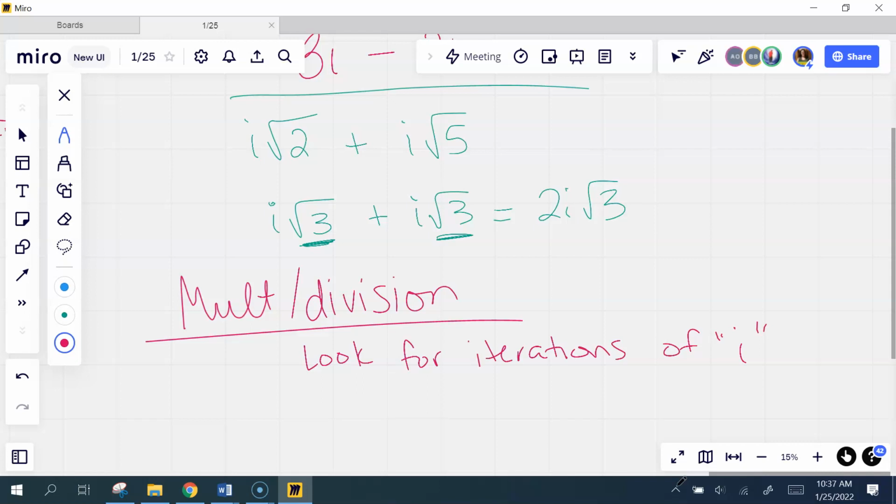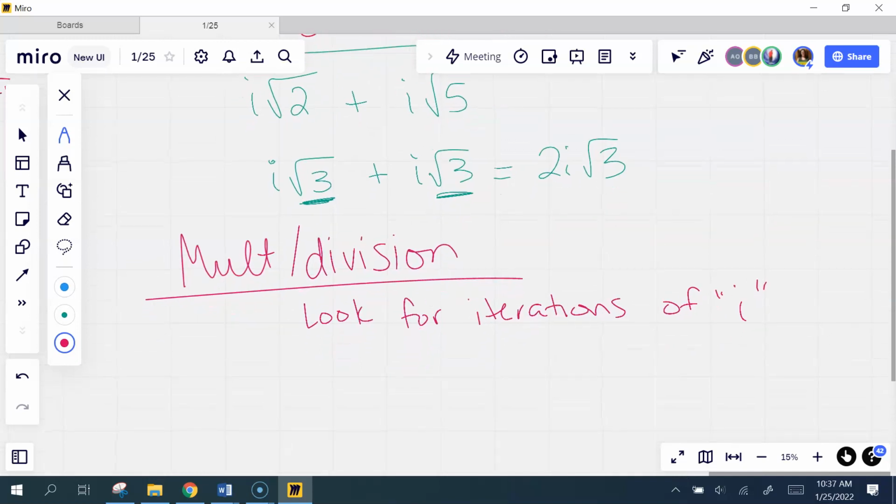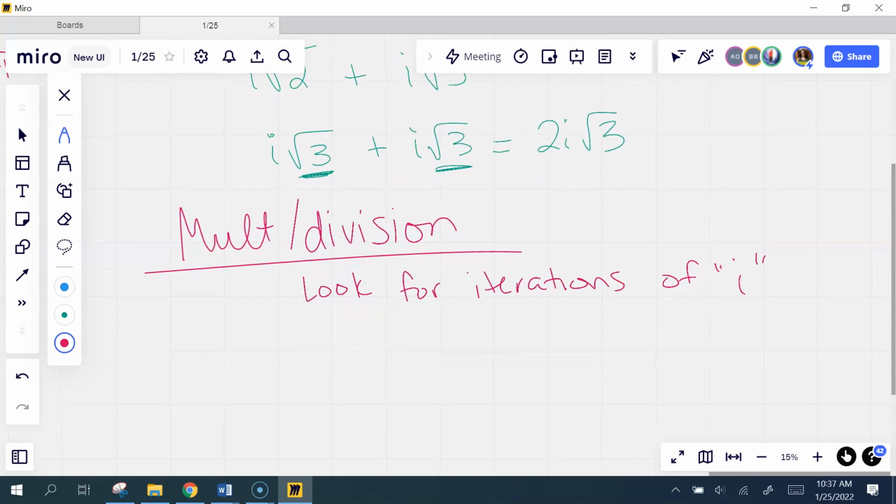Those exponents, right? So i to the third would simplify down to what? i to the second would simplify down to what? So when I talk about looking for iterations, that's what I'm talking about. But other than that, it's exactly the same. So let's do a couple examples. Let's actually do them off your sheet, so we'll do some of those together.